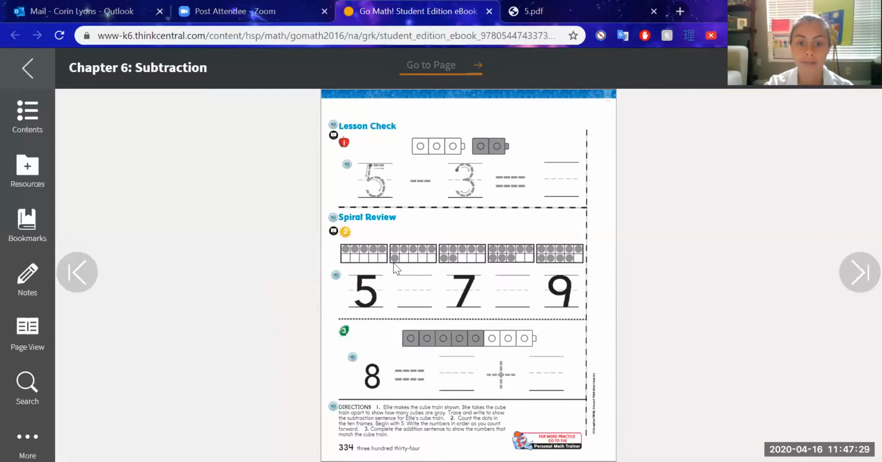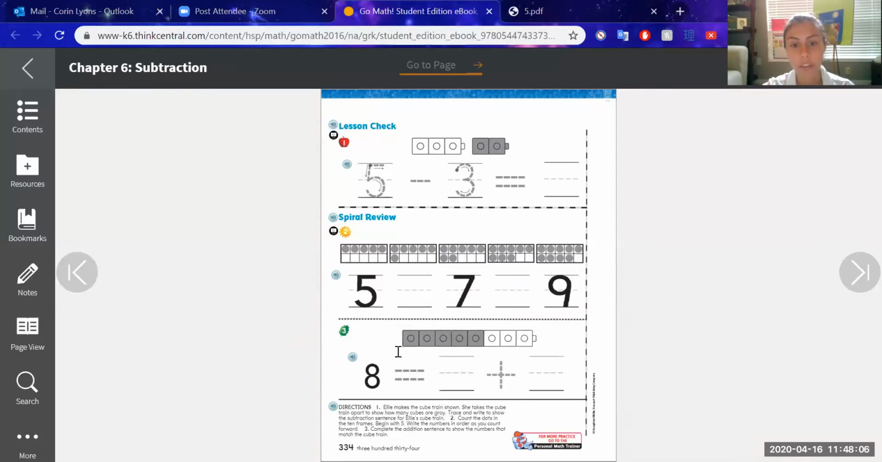So 5, 6, 7. What goes in this blank? What comes after 7? If you're not sure, you could count the dots in the 10 frame. 8. 8 comes after 7. And then 9. Good job. The last question on this page is a refresher on addition.